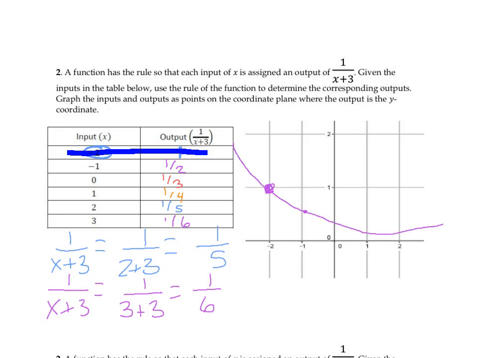So we can tell from this graph it's not a linear function because it's a curved graph and it's not a straight line.